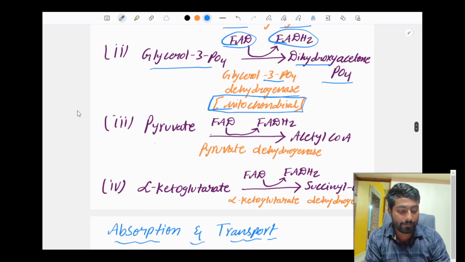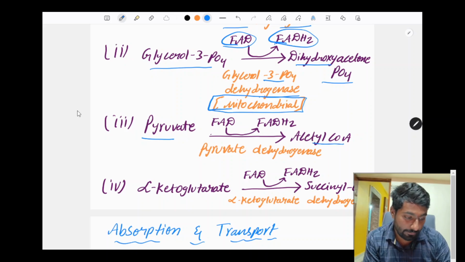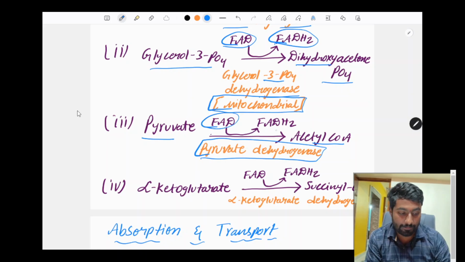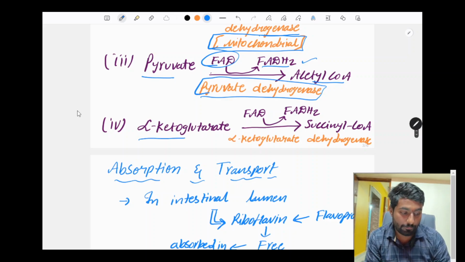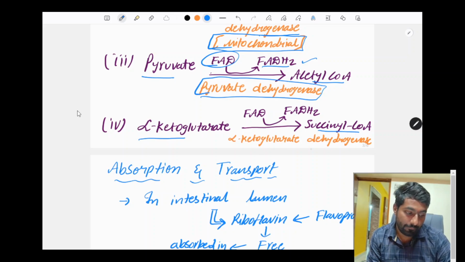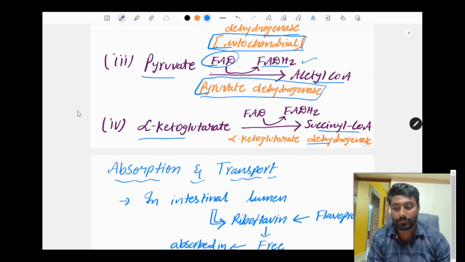Now pyruvate is converted into acetyl-CoA with the help of pyruvate dehydrogenase. Again FAD is converted into FADH2. And finally, alpha ketoglutarate is converted into succinyl CoA with the help of the enzyme alpha ketoglutarate dehydrogenase.